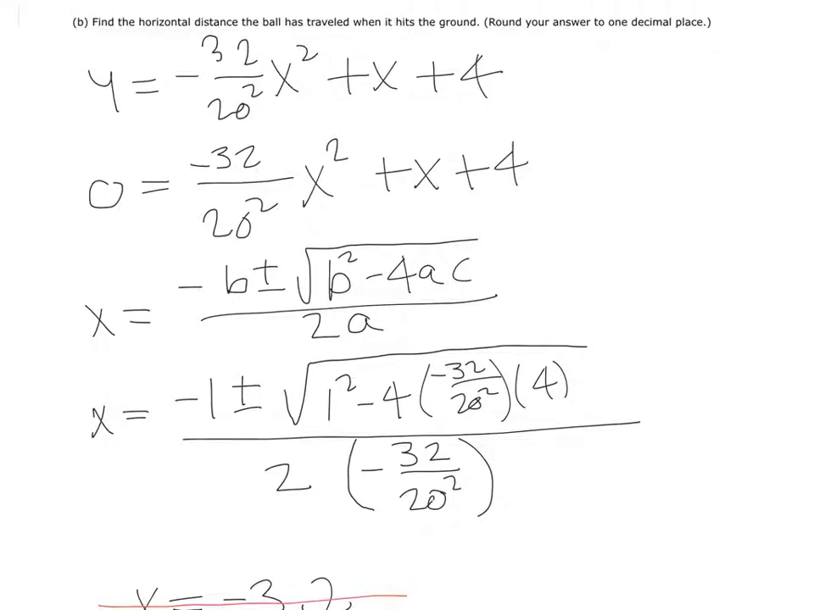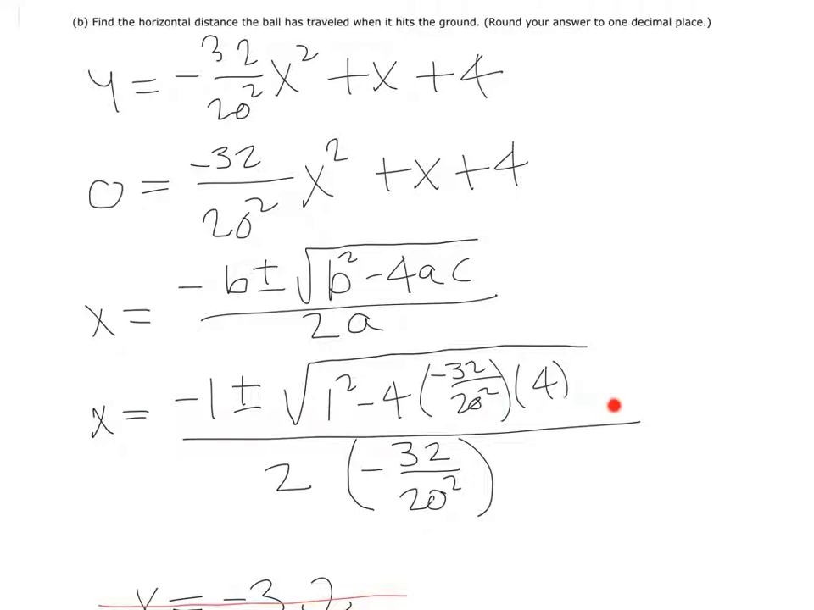Part B says to find the horizontal distance the ball has traveled when it hits the ground. When it hits the ground, its height would be 0. So what we'll want to do here is take our function and plug 0 in for y. And when we do that, we'll remember what our a, b, and c values were and plug them into the quadratic formula.